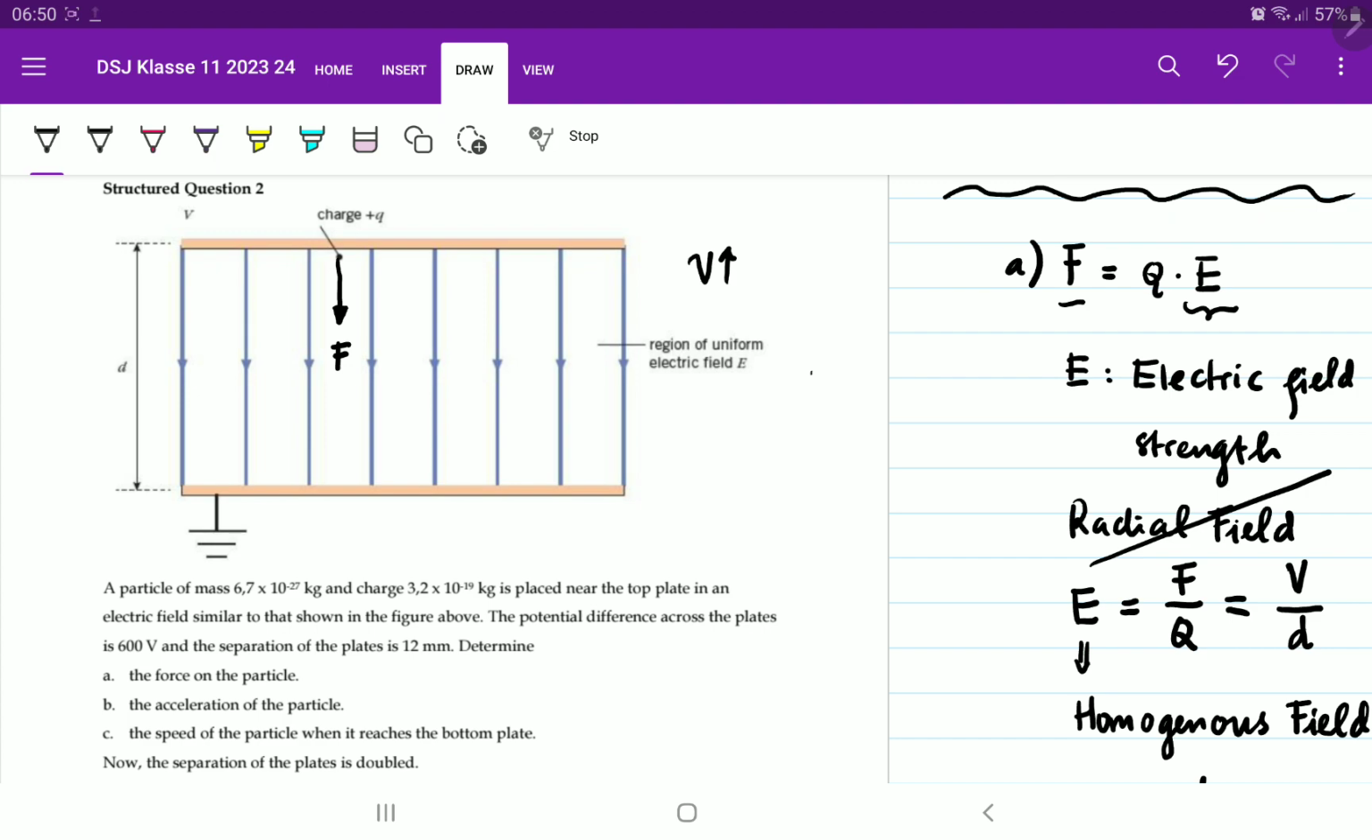Now, what do we know actually? First, what we know is that the initial velocity is 0 meter per second, which is given by the word "is placed near the top plate", and it implies that the particle is at rest. So now the speed of the particle as it reaches down is what we are looking for.